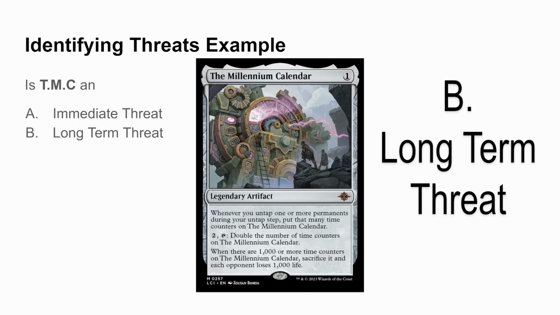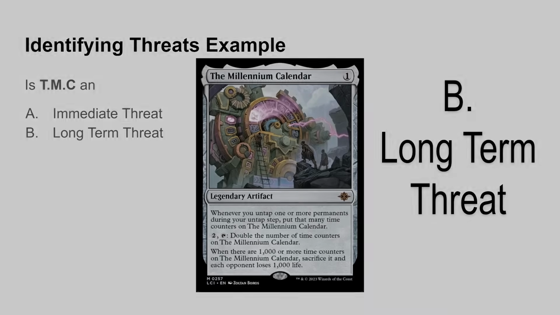If you answered B, long-term threat, you would be correct. The Millennium Calendar takes a while to get off the ground. Doubling and doubling and doubling to get to 1,000 time counters can take a good number of turns. So it is a long-term threat. You do not need to immediately destroy it. You have to wait until you get to that point where it's got 400, 500 time counters on it.